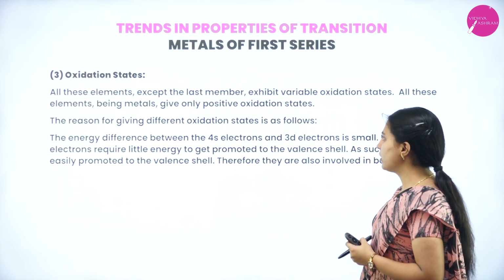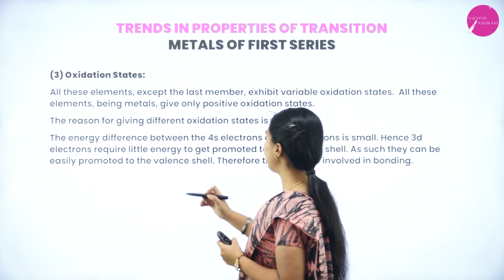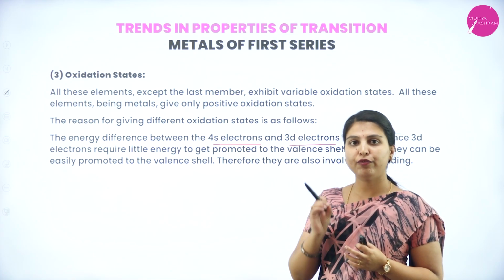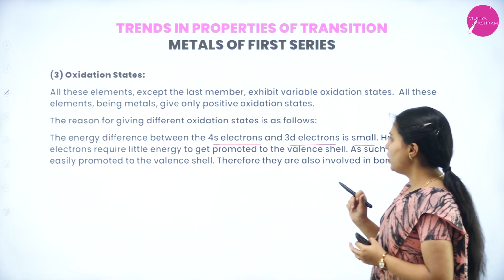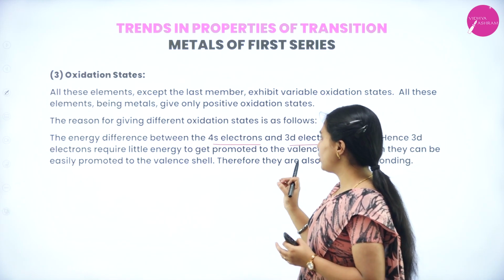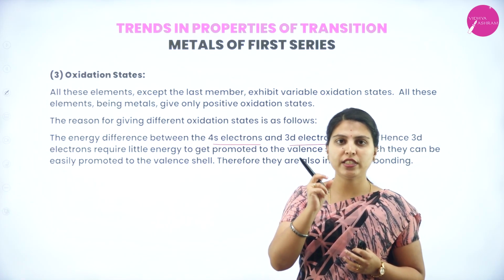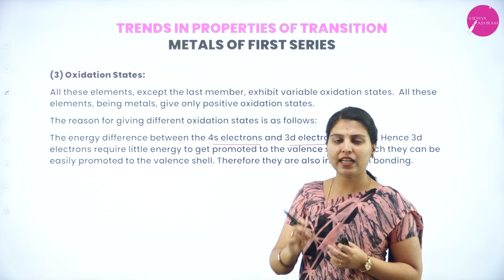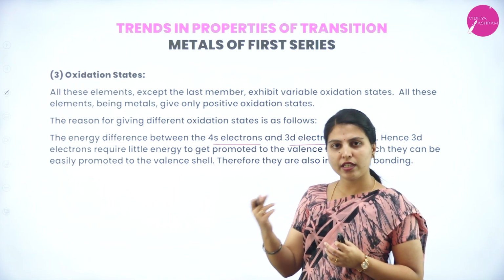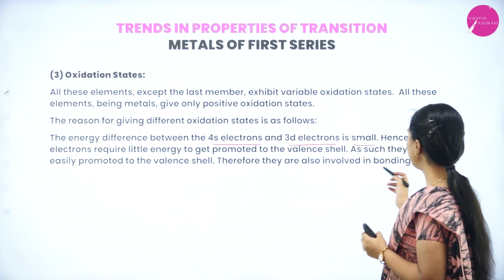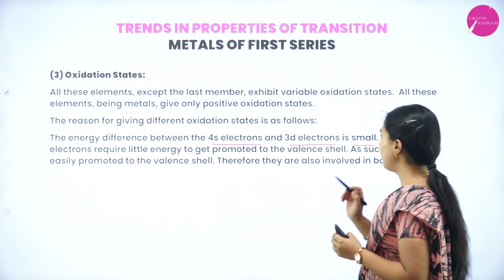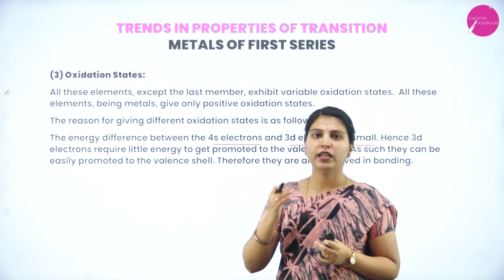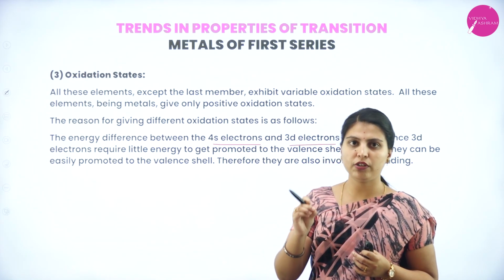The reason for giving different oxidation states is as follows. The energy difference between the 4s electrons and 3d electrons is small. So, 3d electrons require little energy to get promoted to the valence shell. Since the energy difference between 3d and 4s is very small, 3d electrons require only a little amount of energy to jump into the valence shell. As such, they can be easily promoted to the valence shell, therefore they are also involved in bonding.